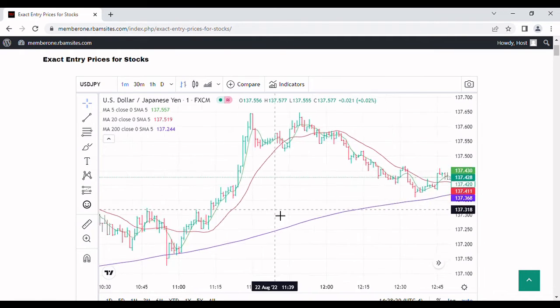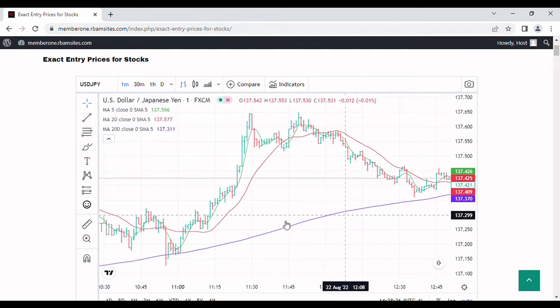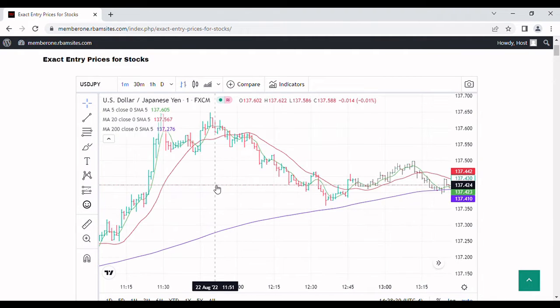You don't need any computer indicators. You just need to be able to put moving averages on there. You'll notice we're pretty much ignoring this 200-bar moving average on an intraday chart. Let's look at it again.